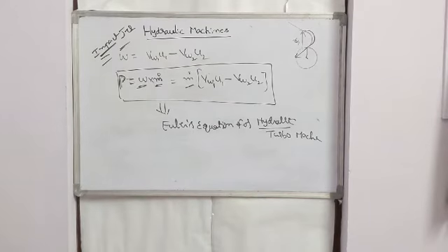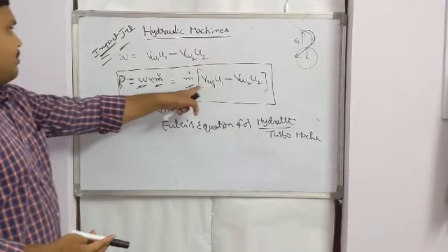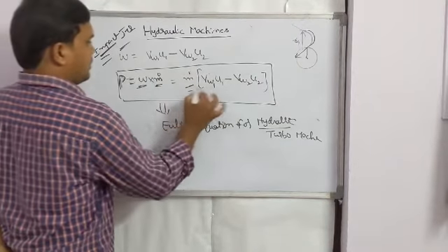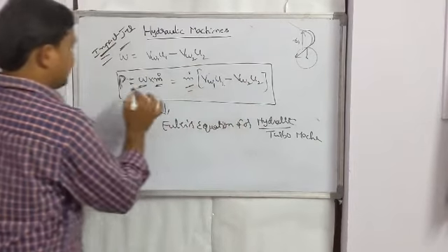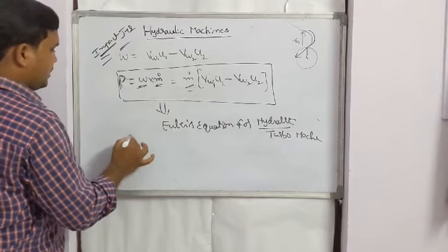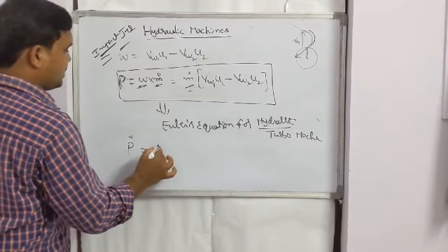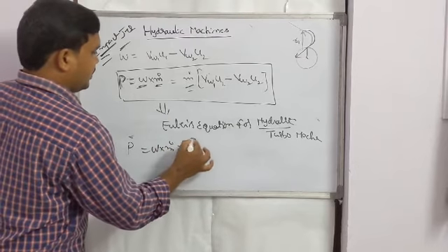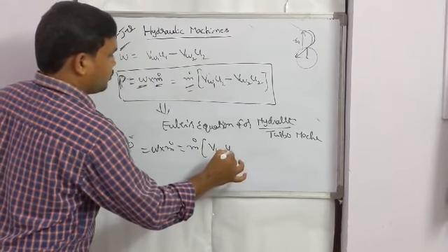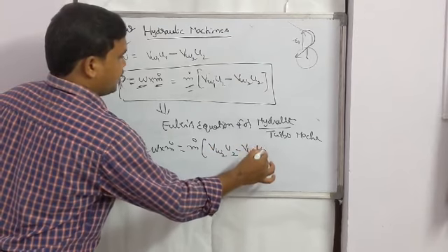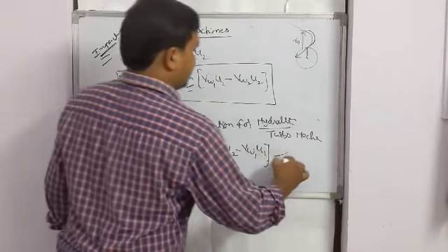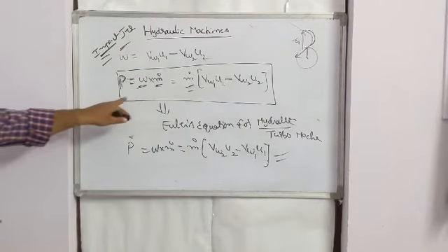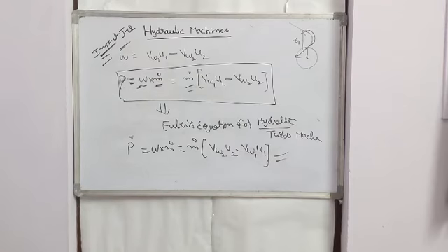So this is m dot. For example, if you apply this equation to the turbine, it is m dot into VW1 U1 minus VW2 U2. If you apply the same equation to pumps, then power is equal to work done into mass flow rate, that is m dot into VW2 U2 minus VW1 U1. How it comes, we will see in the pumps. So this is the generalized Euler equation, the power equation, for hydraulic or turbo machines.